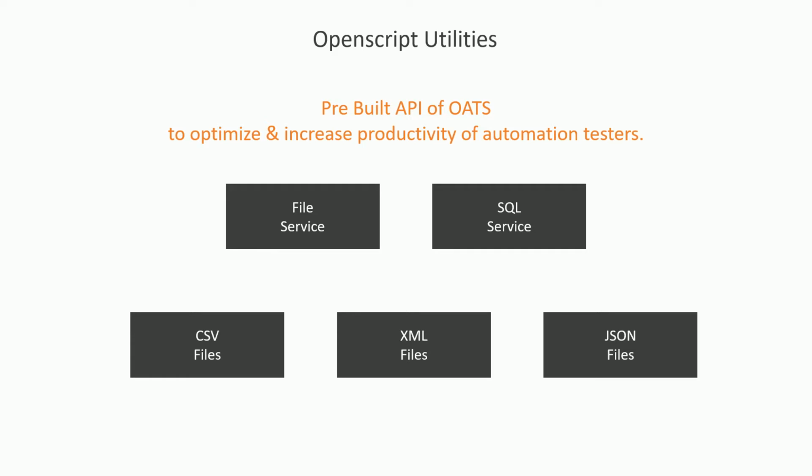Mainly, it focuses on five things. One, file service, that is to interact with files like text, log, or any kind of files. SQL service is more about connecting to a database and then executing queries and all those things. And though file service is somewhat generic, OATS has given three main specific libraries for CSV, XML, and JSON files so that they have individual APIs to work with these files. In this course, we will focus more on file service and I will tell you how you can learn more about other services and it should be self-explanatory for you.